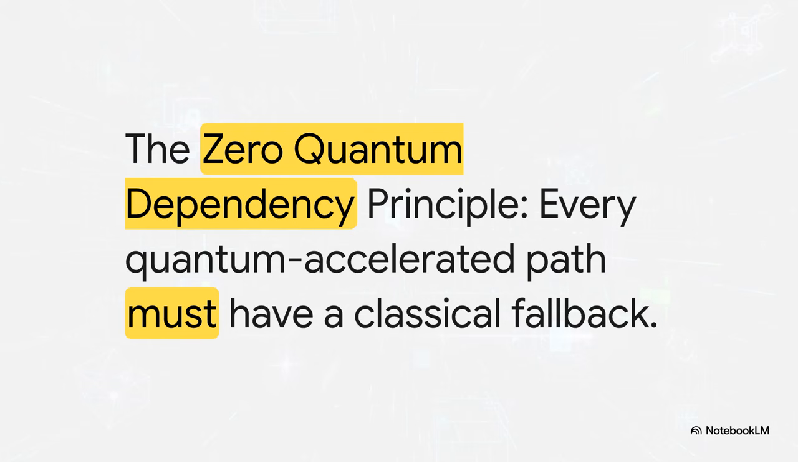And this reality leads us to a crucial design rule for any of these hybrid engines, the zero quantum dependency principle. What that means is the engine must always have a classical fallback. If you run out of VRAM, or maybe the user's machine doesn't have CUDA-Q available, the engine has to be able to gracefully switch back to the standard classical SSAO. The quantum path has to be an enhancement, not a requirement.